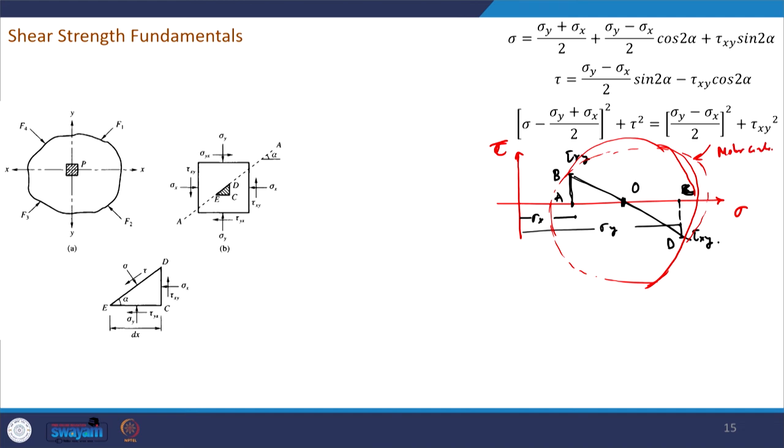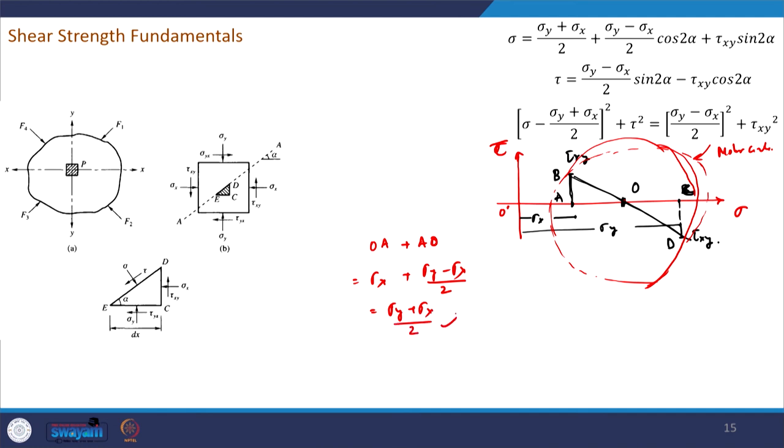Just let us reconfirm if this is the Mohr circle according to our definition. Let us say this is O dash. The coordinates of O here, are what? Sigma x, which means OA plus AO. So, OA plus AO is what? Sigma x plus sigma y minus sigma x by 2. So, this is sigma y plus sigma x by 2. So, this is correct. All right.